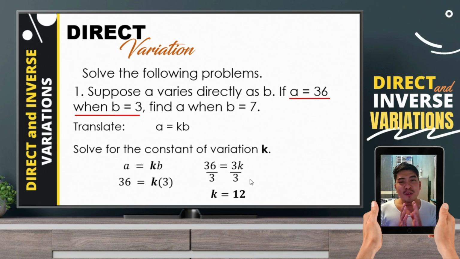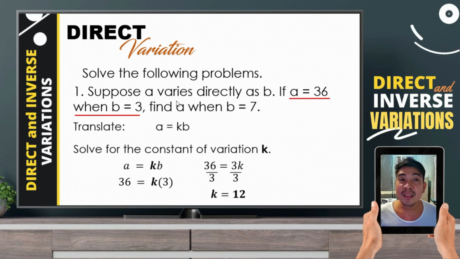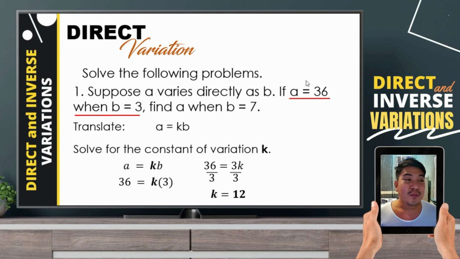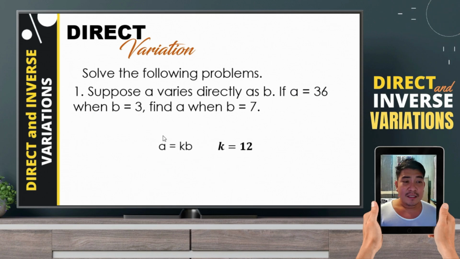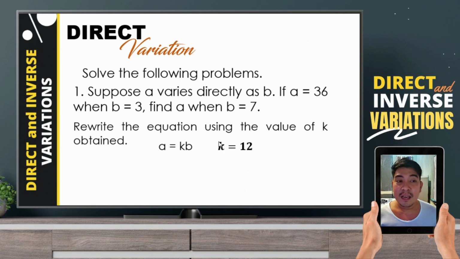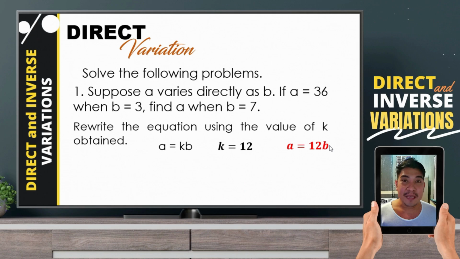So, next. Actually, meron ditong shortcut para hindi na tayo dumaan dito sa proseso na to. Remember na ang pagkuha ng constant of variation when we are dealing with direct variation, kailangan lang natin yung ratio. We need to divide the first quantity by the second quantity. So 36 divided by 3, that will be 12. So next, we write the equation using the value of k obtained. So ito yung ating original translation at yung nakuha nating value ni k. We just need to substitute the value of k here to the original translation. And that will be A is equal to 12B.